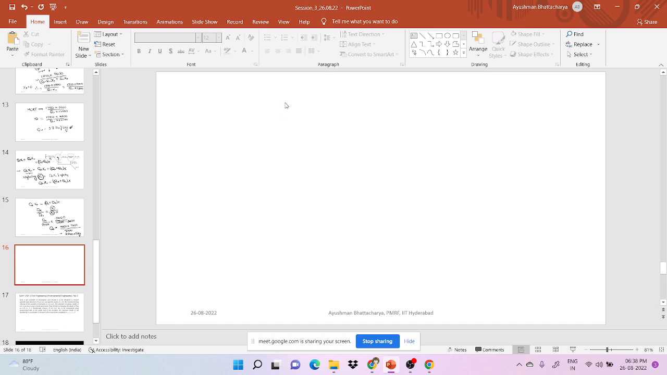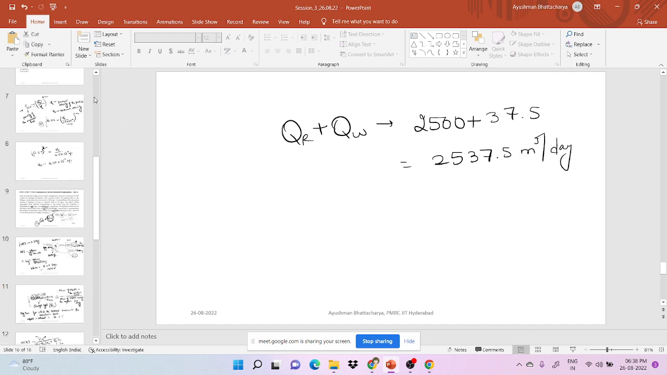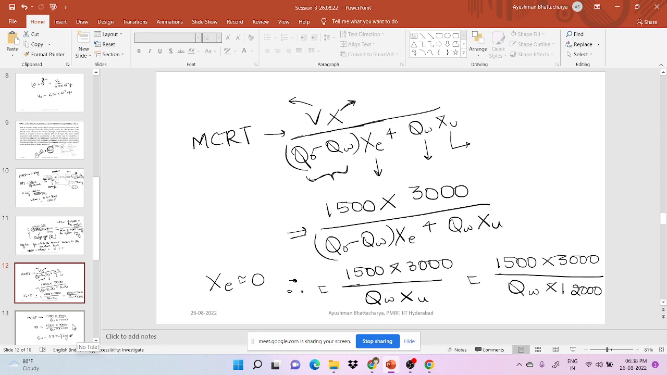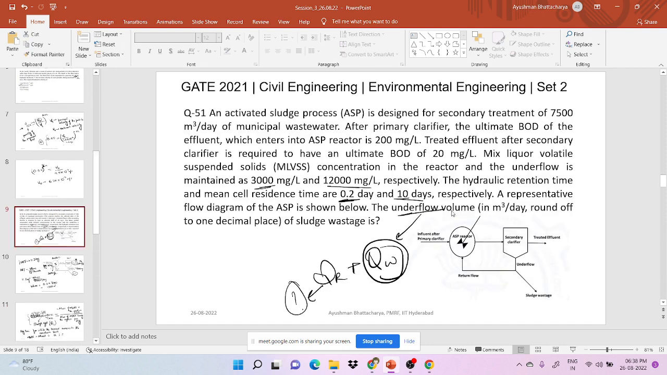So our underflow rate will be QR plus QW, which is equal to 2500 plus the QW value that came out to be 37.5 meter cube per day. So the final value will be 2537.5 meter cube per day. This will be the answer of underflow. Based on the question, they have asked us about the underflow volume, so that will be our answer, 2537.5 meter cube per day.